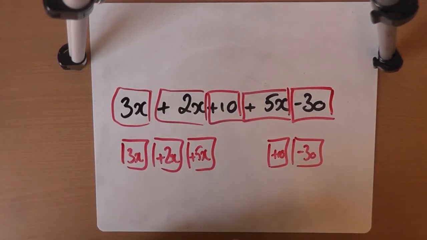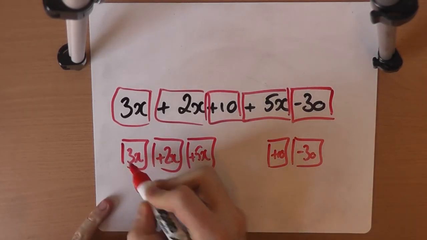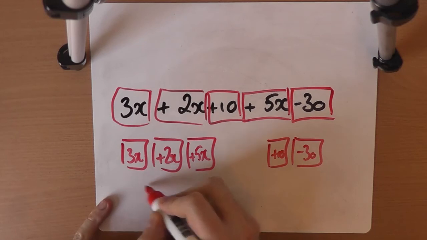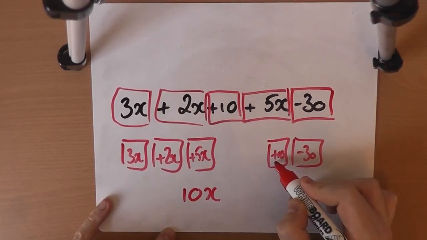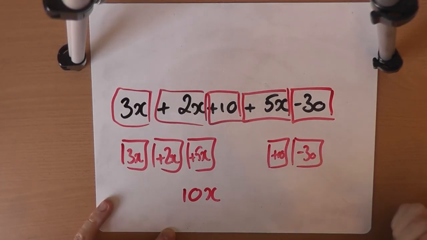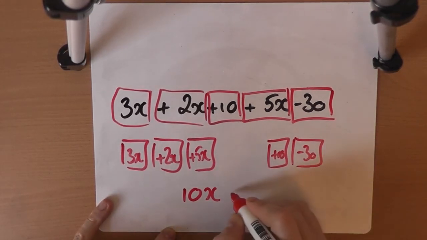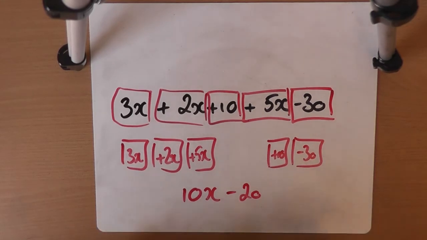I'm going to collect those together. I'm going to collect all my x's together, I'm going to collect all my numbers together and then put them back together at the end. Well, over here we've got 3, 4, 5, 10x. And over here, we've got a plus 10 and a minus 30. Plus 10 minus 30 will take us to minus 20. So there we go. 10x minus 20 if we simplify.